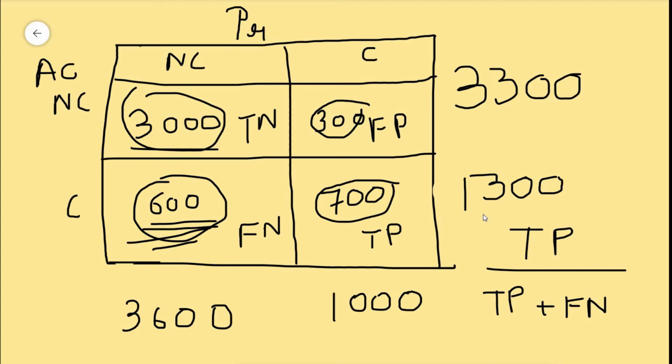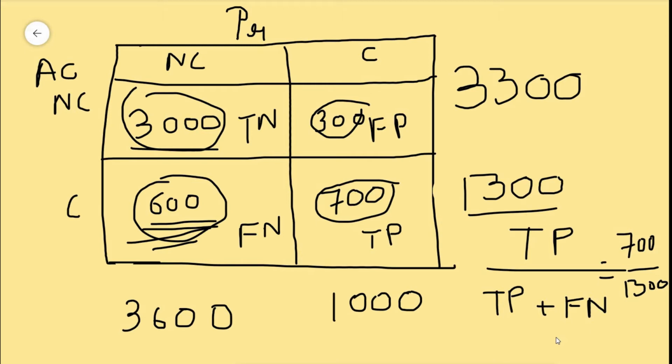I know it's a little confusing, I'm going to repeat myself again. The sensitivity tells us, out of the total number of cancer patients, that means those which belong to class one, how many our model is predicting correctly. TP divided by TP plus FN. So in this case it will be 700 divided by this value 1300. 700 divided by 1300 will be somewhere around 53%, which is not a good sign, right?